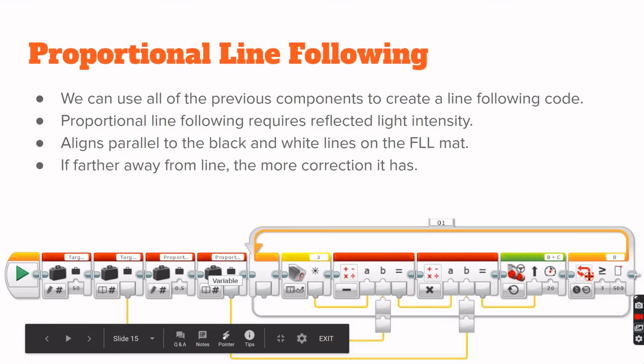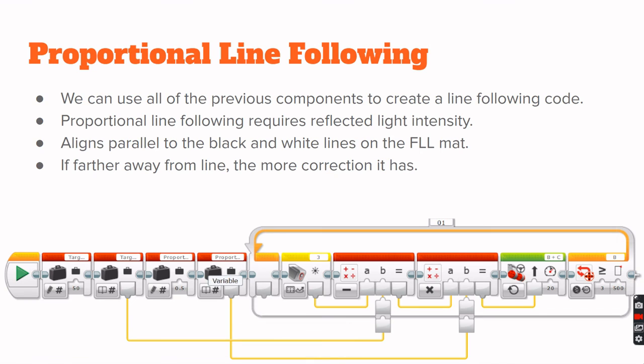So, after watching those videos, you saw how we can use proportional line following to align to the difference between white and the black lines. And we saw how threshold values made a huge impact, and even scaling. And the corrections would be huge if the value wasn't scaled down.